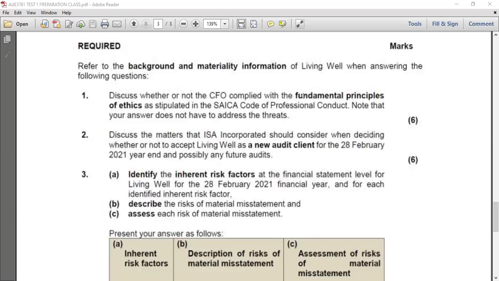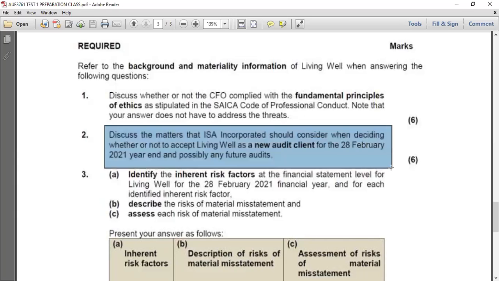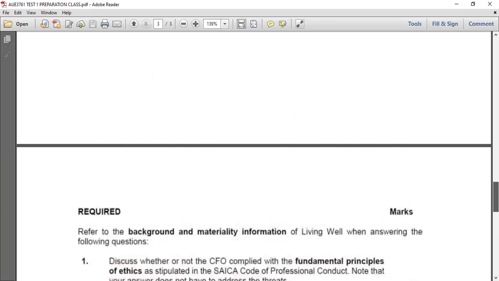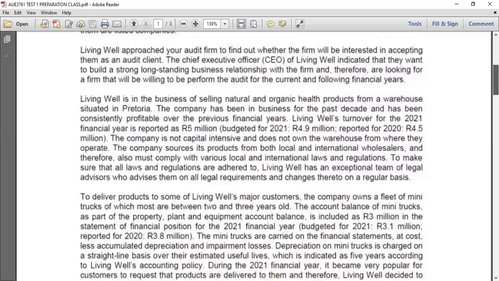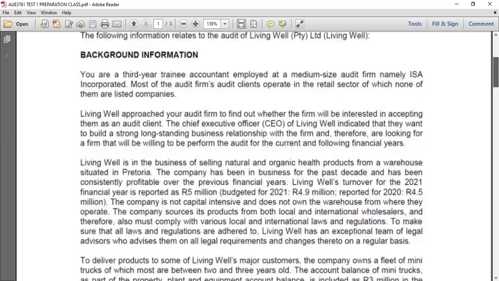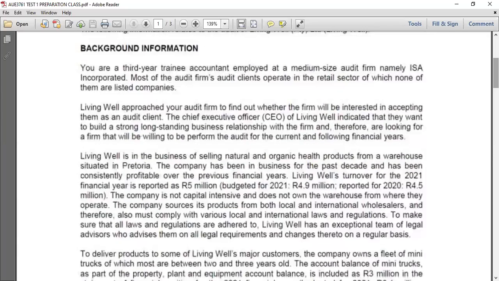So we have to be able to check the important issues that are within the scenario. Since it's 6 marks, that means you don't have to waver much from the scenario. You have to check what is there. Right. Let's go and check. I think I've read some of these things. Let me just check.